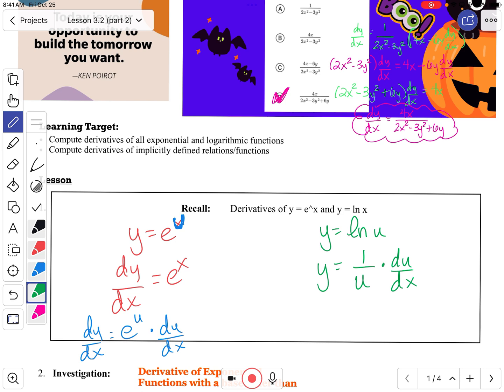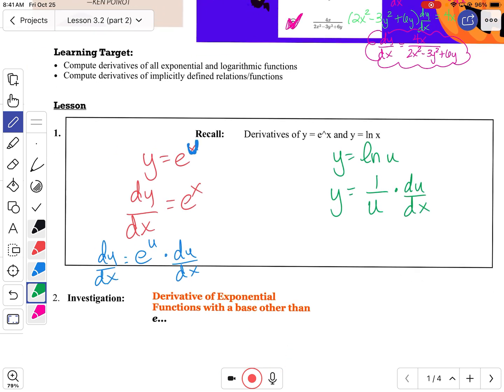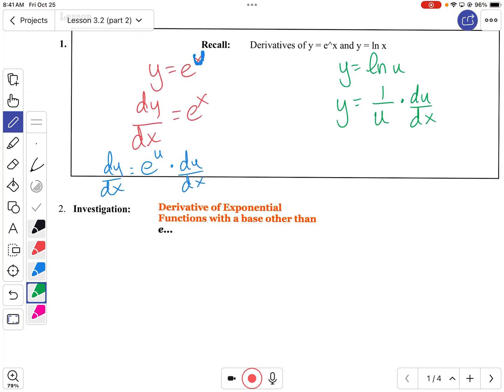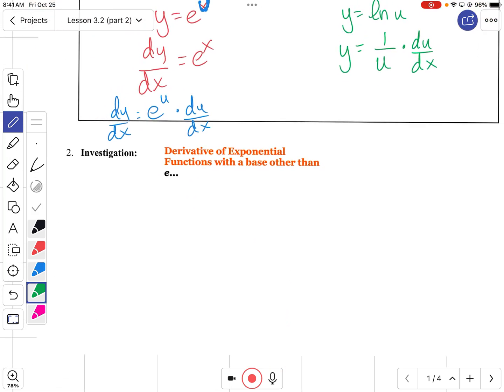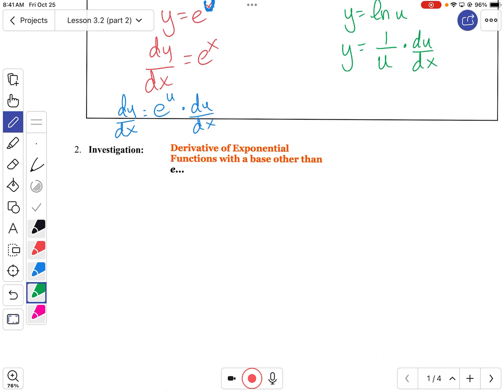So what we want to do today is talk about what happens if we do y equals 5 to the x, or y equals 7 to the x, something other than a base of e. We're going to use some things we know about exponential functions, logarithmic functions, and implicit differentiation to figure that out, and talk about why the e to the x formula looks a little bit different, yet is still the same.